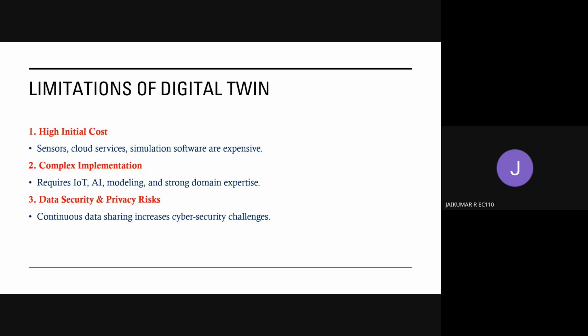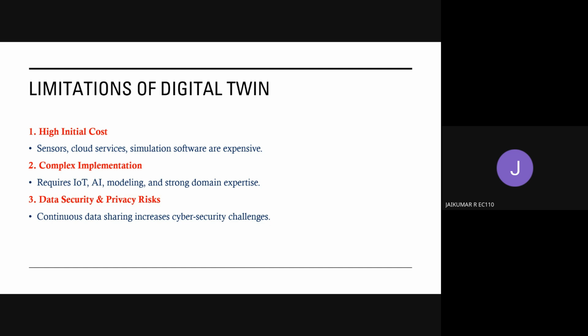And the next one is complex implementation. You need to have IoT devices, AI model, and strong domain expertise. Otherwise, you cannot have an exact digital twin of your original machine. You need to be expert in IoT as well as AI as well as domain. Then only you can have a duplicate copy of your original machine digitally.